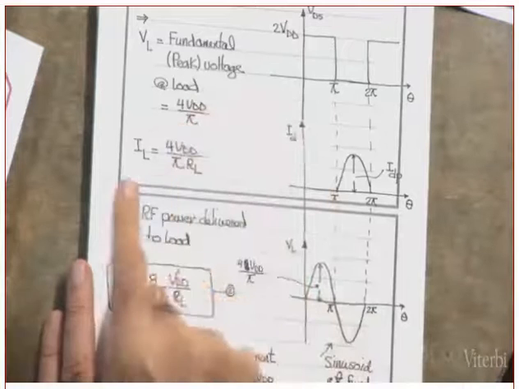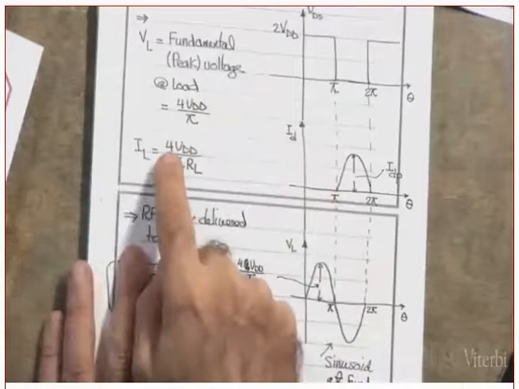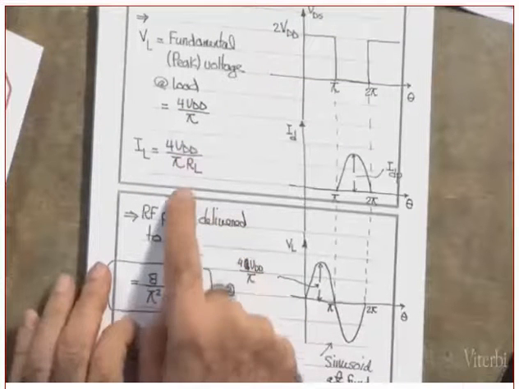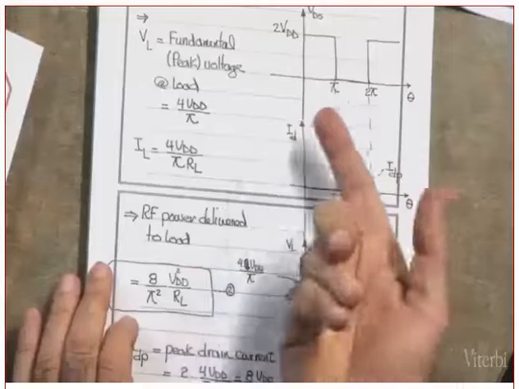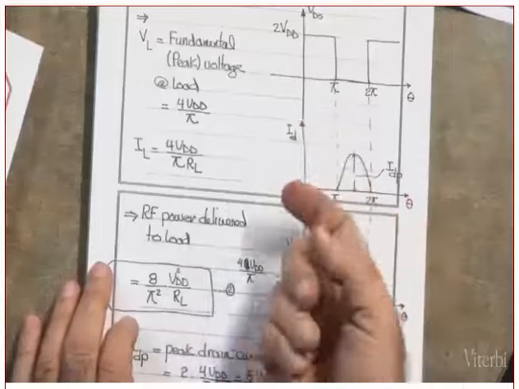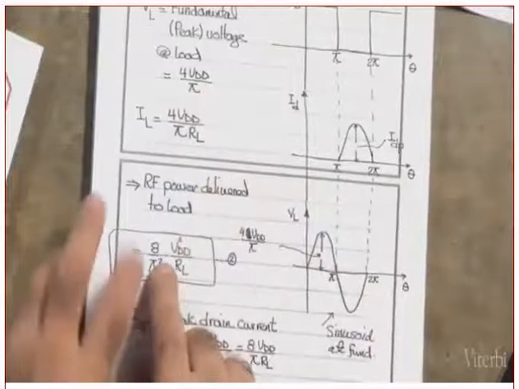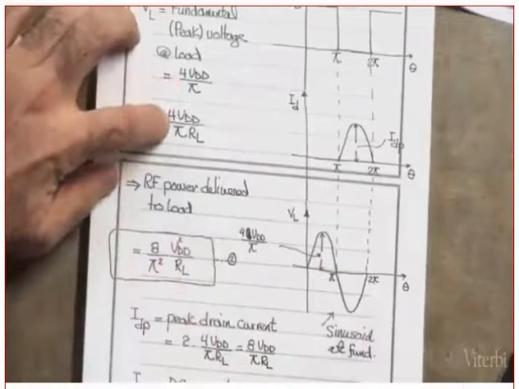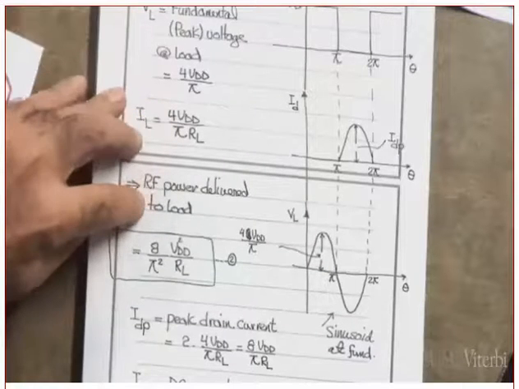Okay. What is IL, which is the fundamental current in the load? It's simply this voltage divided by the resistance, by RL. Clear? Okay. So what is the power delivered to the load? The power delivered to the load is this times this divided by 2. Divide by 2 because this is an RMS you are calculating. So I get this.